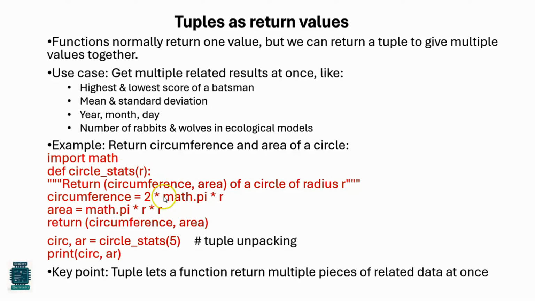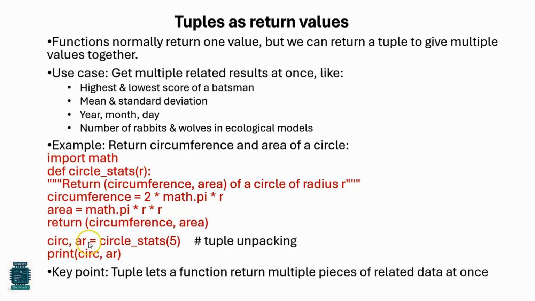Circumference is equal to 2 times math.pi times r. This is the formula to find the circumference, and area is equal to math.pi times r squared. This is to calculate the area, and return circumference and area. It will calculate and return the circumference and area together. Got it? Tuples as return values. It will return two values together, which are circumference and area. Got it?